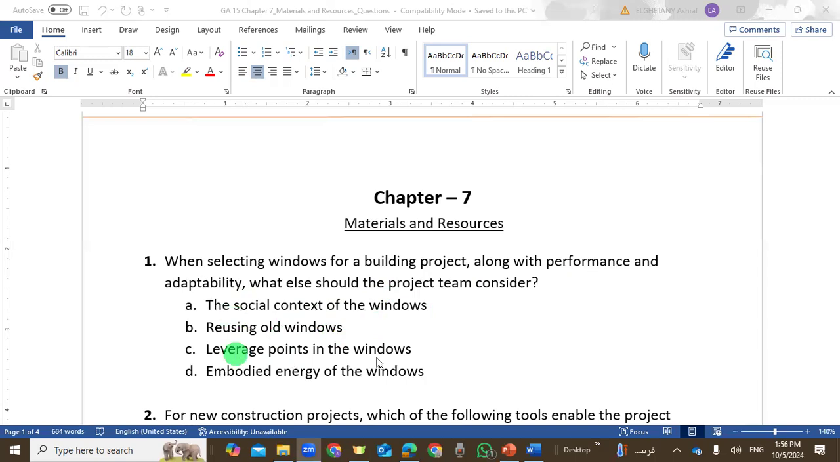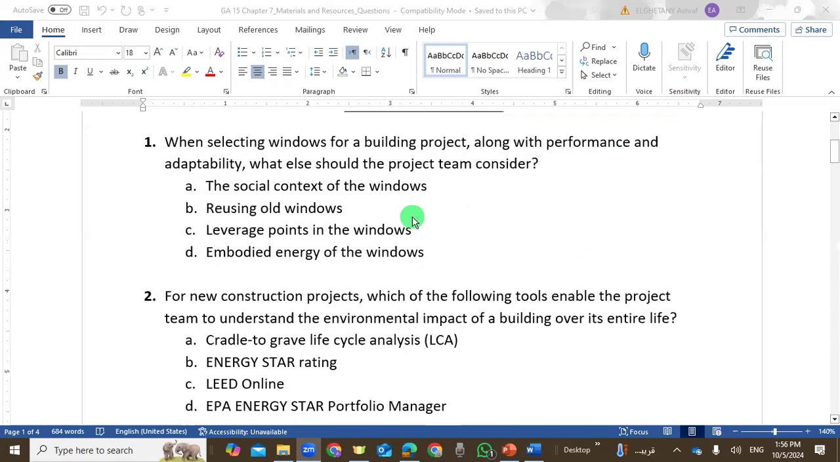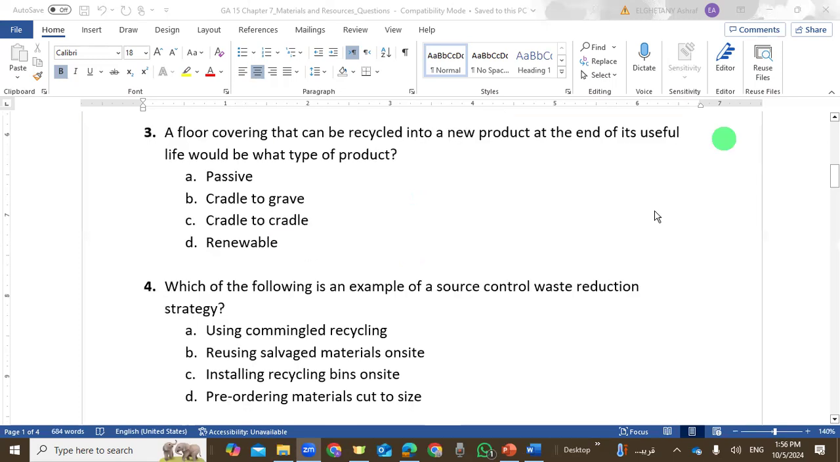Social or leverage is not related. The embodied energy of the window. Why? The embodied energy is the energy you spend from the day you extract or get the product until it reaches your site, which we call LCA. Good, good. You answered correctly. Thank you. Very nice. Excellent.